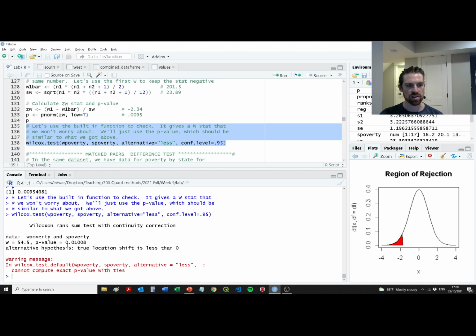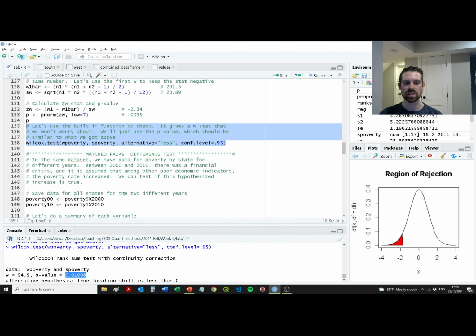So we get a slightly different p-value, but pretty much a similar case, a slight amount of rounding. Basically, there might be a minor difference in how it calculates the ranks, okay? But essentially this is producing pretty much the same results as what we calculated above manually.